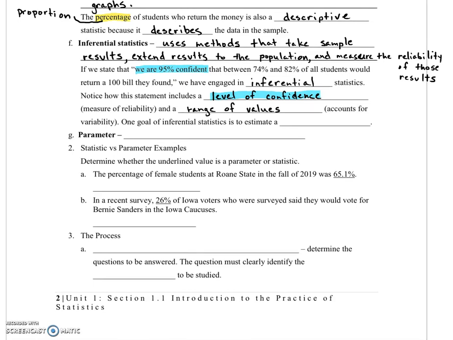So, a lot of times the headlines will leave this out, but they'll say, I'll just make up some number, 3% plus or minus half a percent of people hate chocolate. So, that plus or minus helps us get that range of values, which again accounts for the variability in data. So one goal of inferential statistics is to estimate a parameter. And a parameter is just a numerical summary of a population.